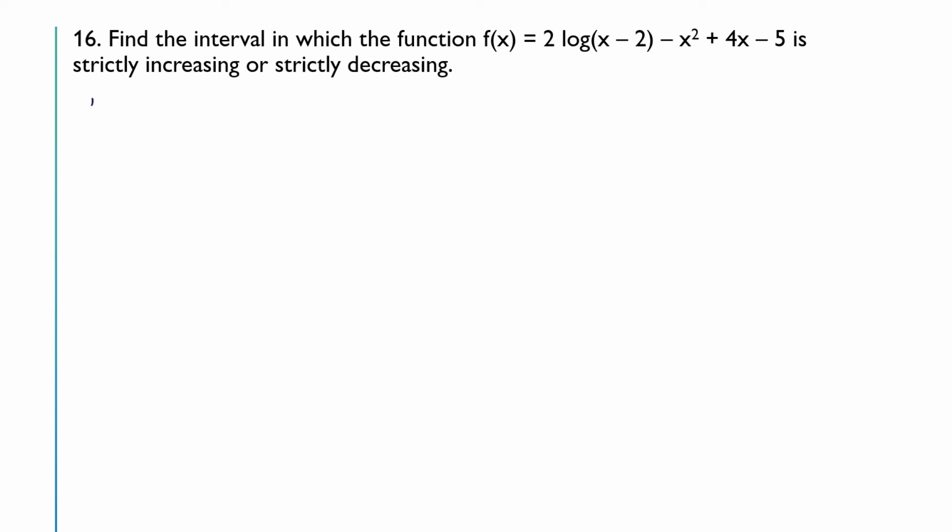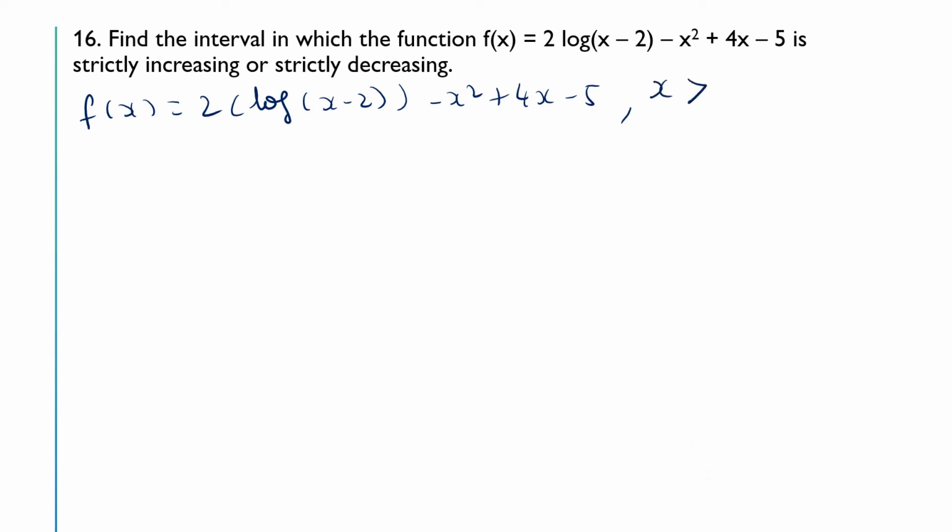So here f of x is equal to 2 into log of x minus 2 minus x squared plus 4x minus 5. Here since we have f of x equal to 2 into log of x minus 2, x should be greater than 2 because log of 0 or negative values are not defined. So here x is greater than 2. So we have to consider the interval only after 2.